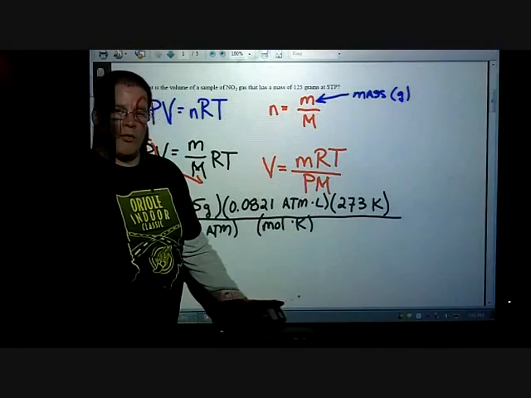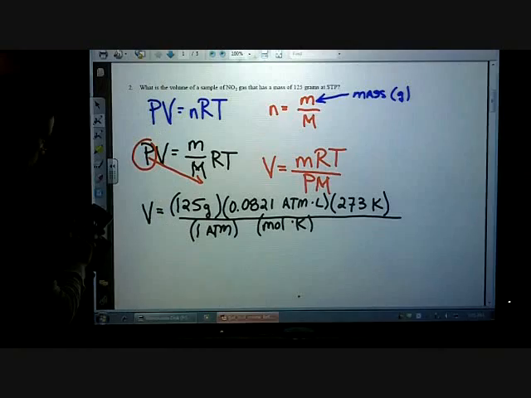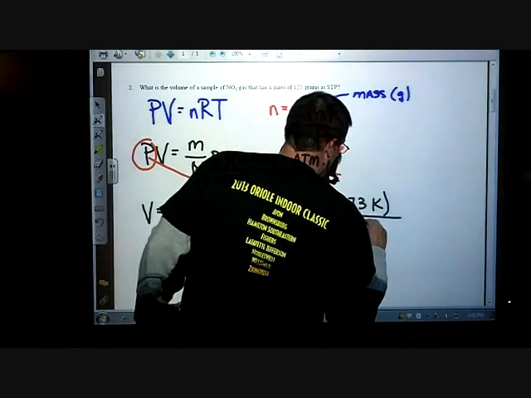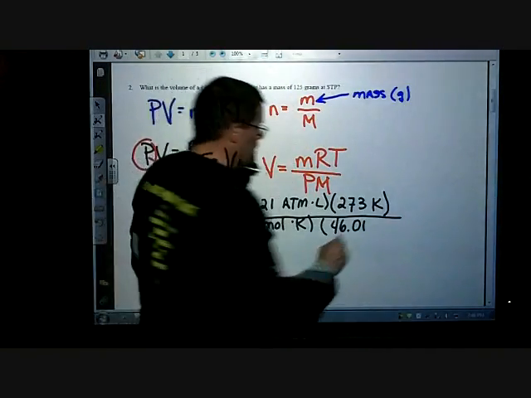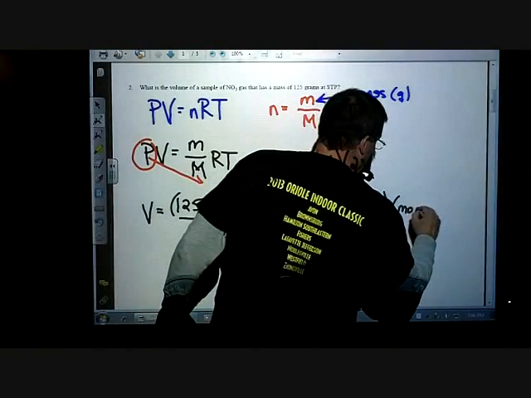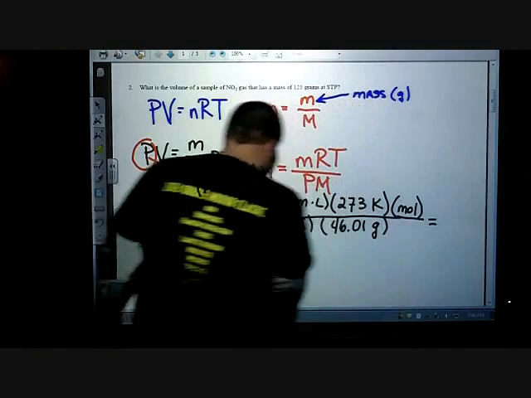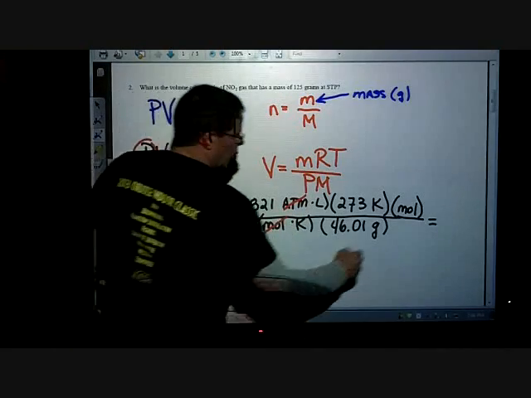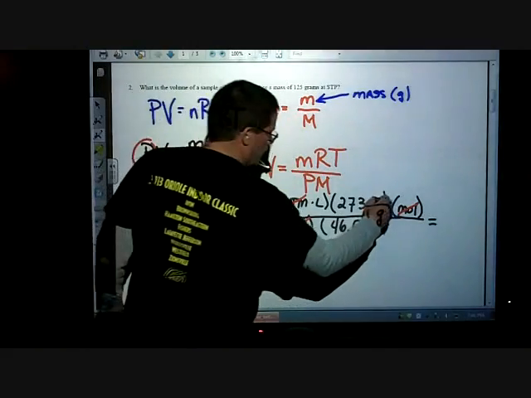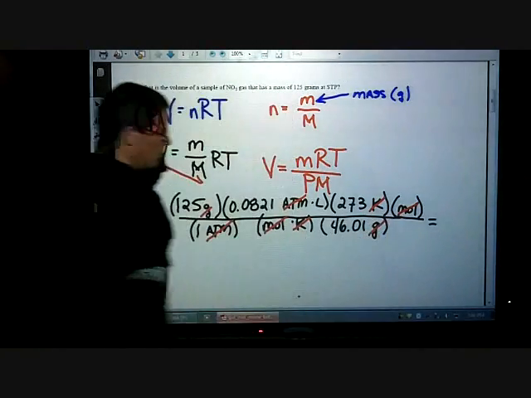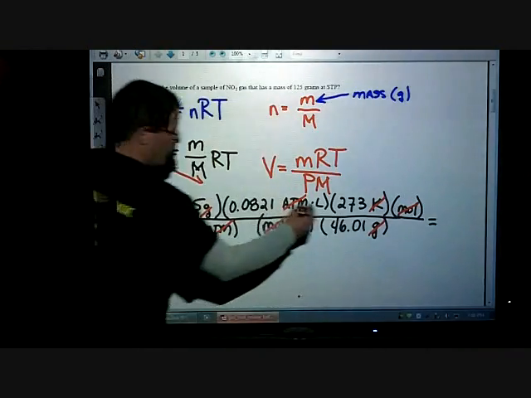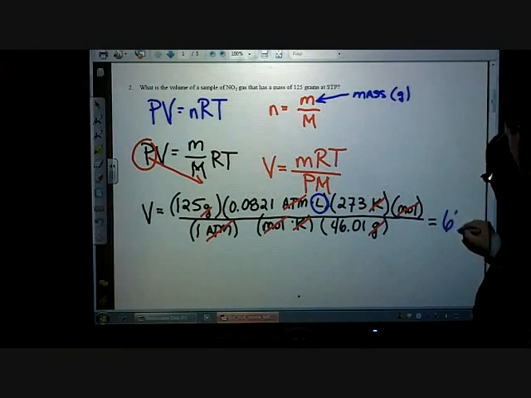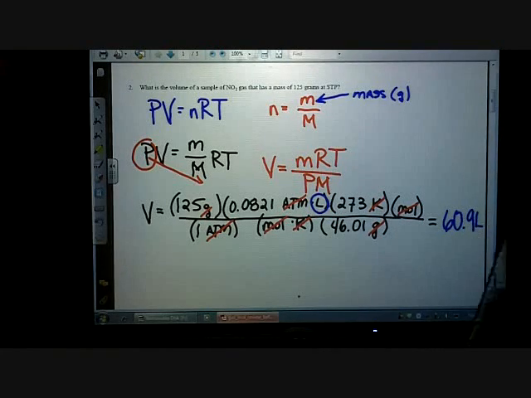Now, the molar mass, we solved for that, which was 46.01, but be sure that you put your proper units in there. Again, molar mass is grams per mole, so put the grams here, then the moles are on the opposite side of the equation. Now, check this out. Cancel out like units. Atmospheres, gone. Moles, gone. Kelvin, gone. Grams, gone. What unit remains? Liters, which is your volume. And I guarantee you, when you type it in, you will get 60.9 liters, or something very, very close to that.